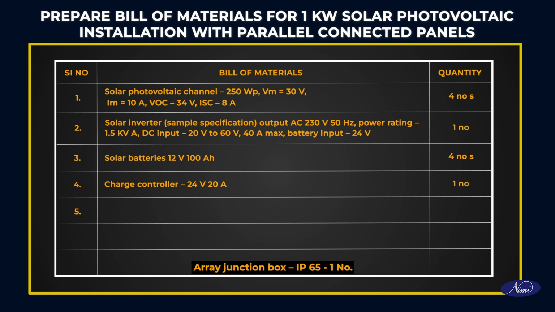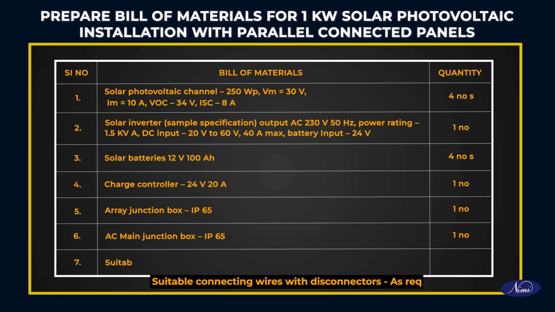1 number. Array junction box IP65, 1 number. AC main junction box IP65, 1 number. Suitable connecting wires with disconnectors as required.